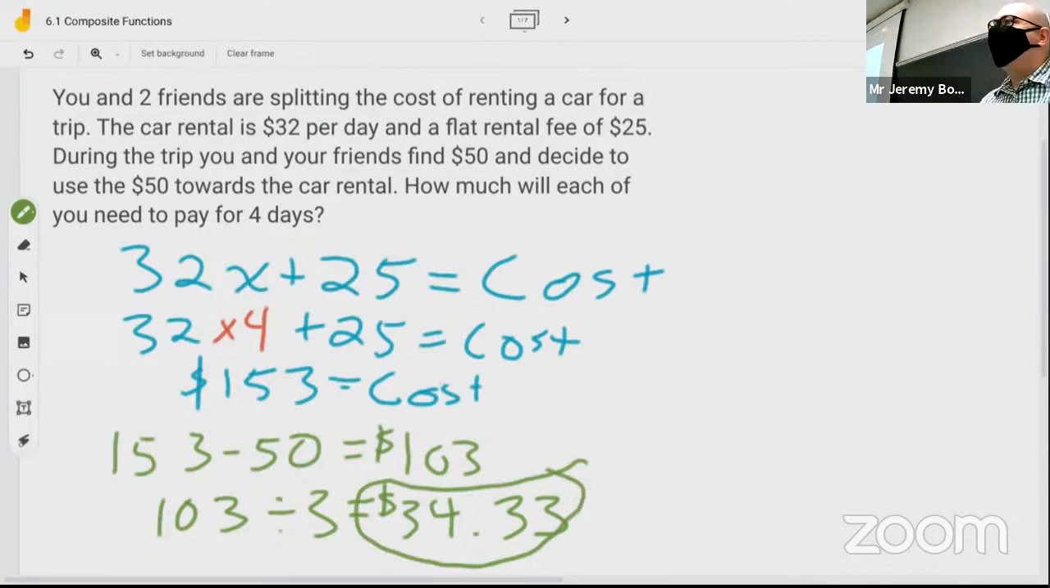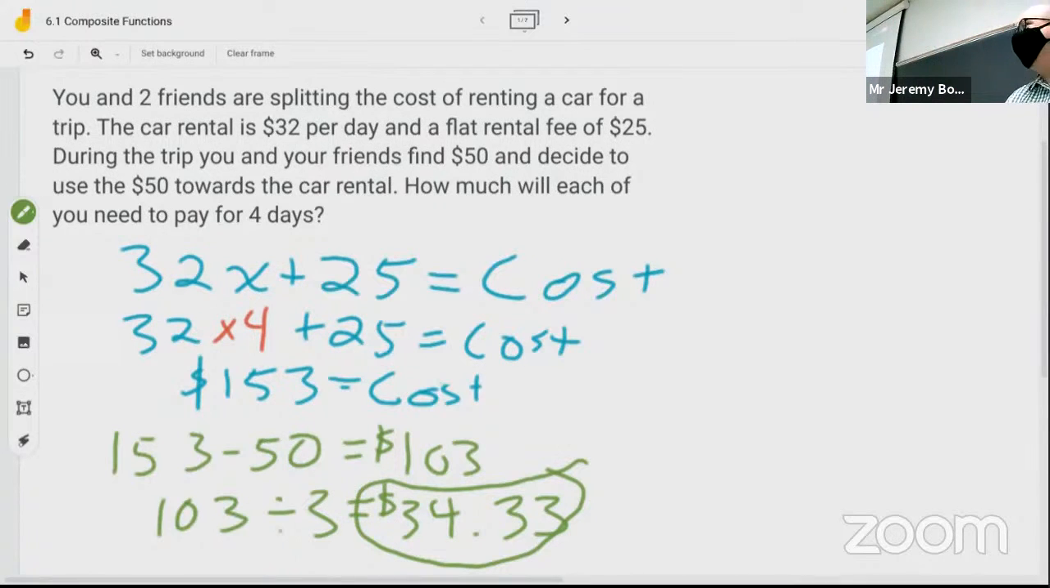Any questions on finding that? So we did a whole process, and I like that we found the function because I was going to introduce that later, but we already got that going. What if you wanted to calculate it for 5 days? We'd have to start all over again, right? Put a 5 in, subtract the 50, divide by 3.